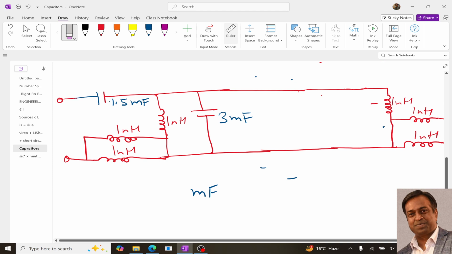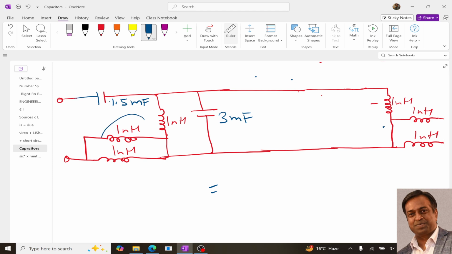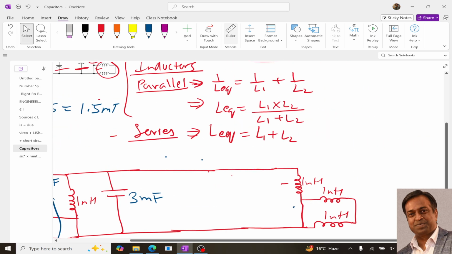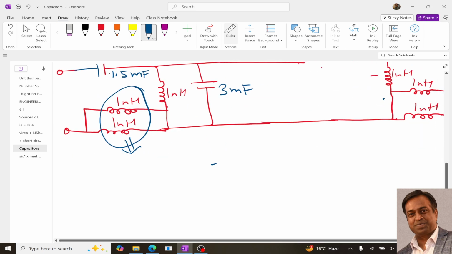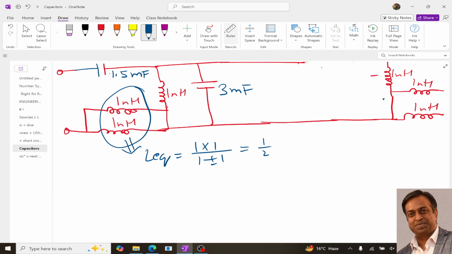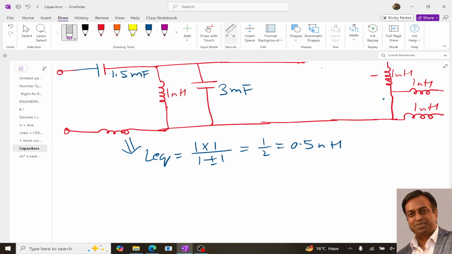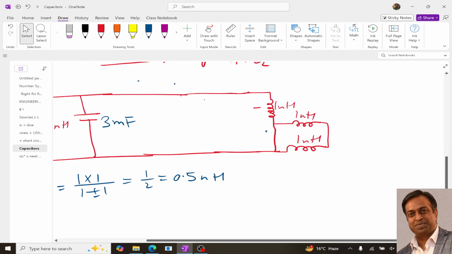Now in the inductors, you can see that on the left side, like over here, we have these two, right? And for inductors, the parallel inductors are combined using this formula. So using this formula, we get the equivalent inductance, which will be 1 into 1 upon 1 plus 1. So it will be 1 upon 2, which equals 0.5 nanohenry, right? So we can remove one inductor, and the value can be changed to 0.5 nanohenry, right?